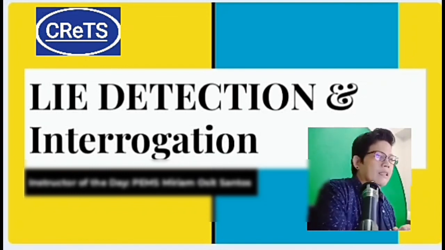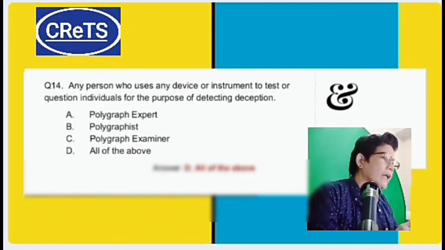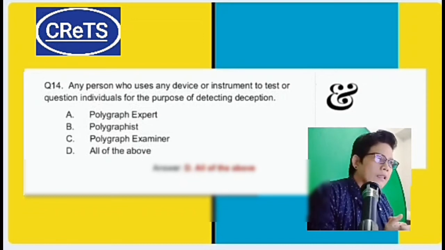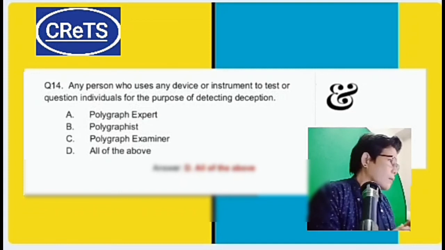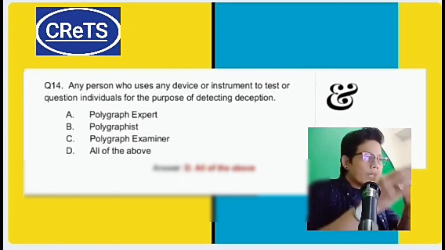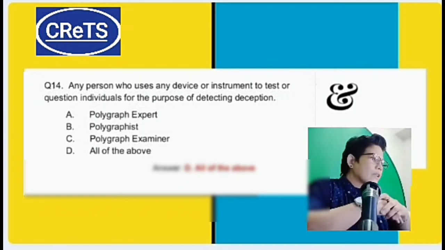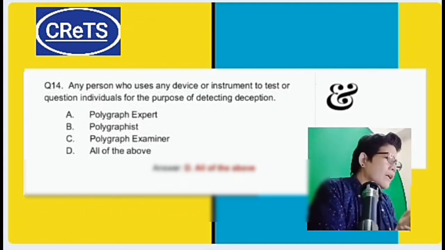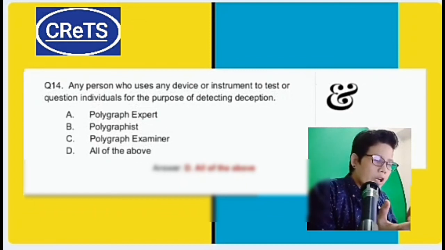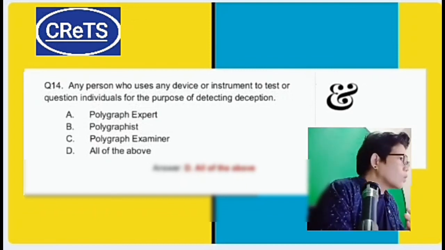Please lang. Okay, question 14. A person who uses any device or instrument to test or question individuals for the purpose of detecting deception. Okay, we are going to focus ourselves na tayo ay nasa lie detection and interrogation. Okay? So, walang ibang tawag na pwede. Diba? So, on the four choices on your screen, please answer now.